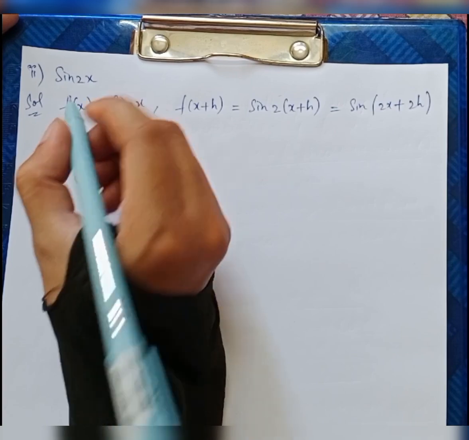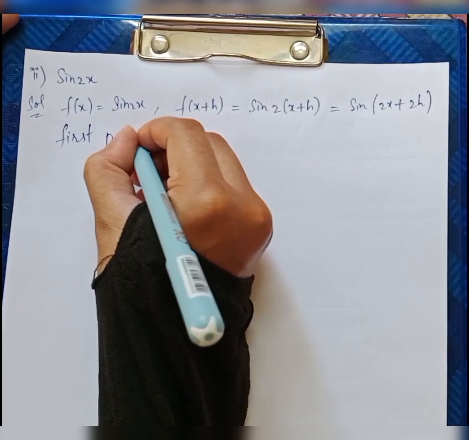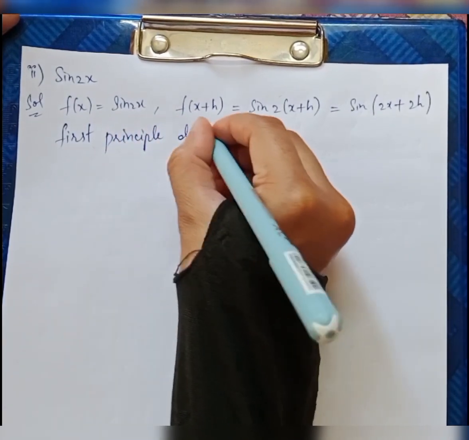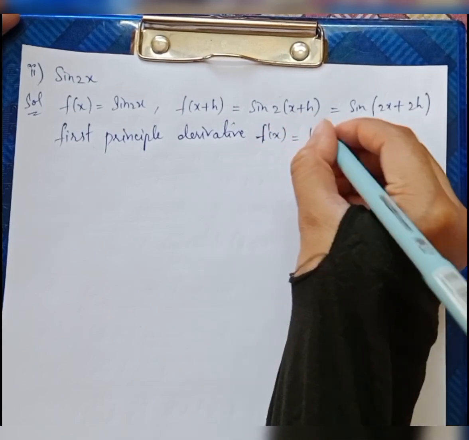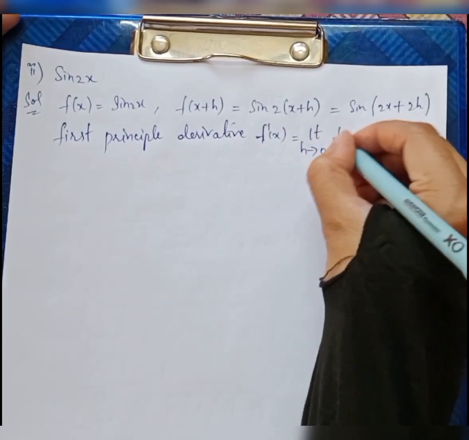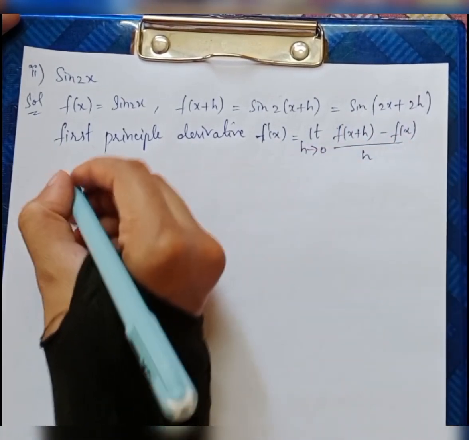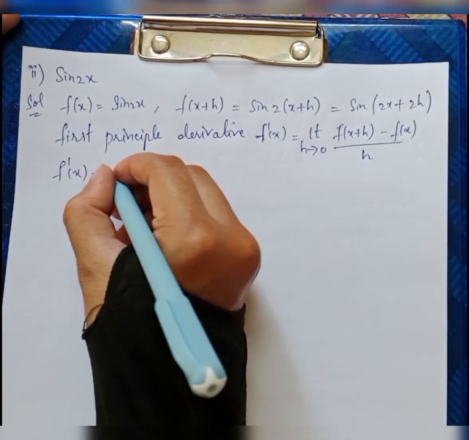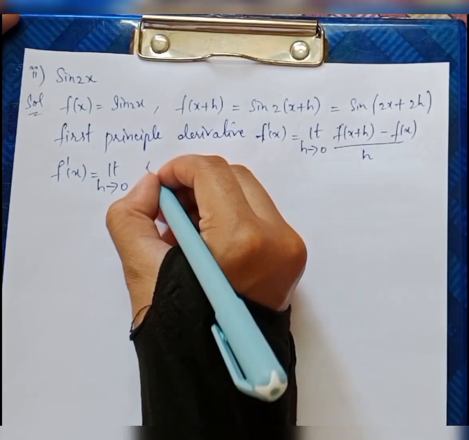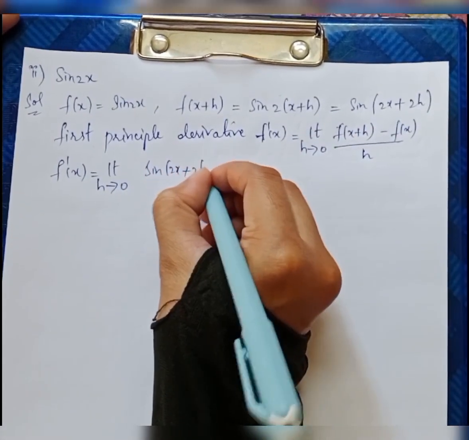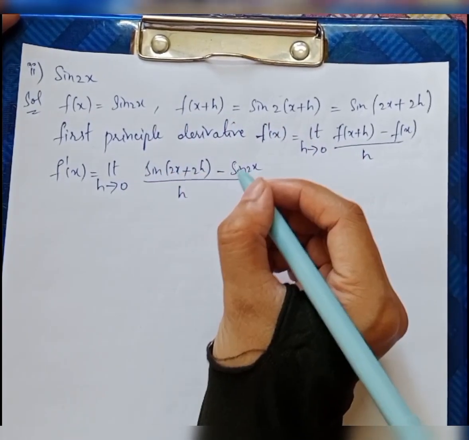Okay, now writing the formula of first principle derivative, it is f dash of x equals limit h tends to 0 of f of x plus h minus f of x by h. So we can write f dash of x equals limit h tends to 0 of f of x plus h value is sin 2x plus 2h minus f of x which is sin 2x by h.